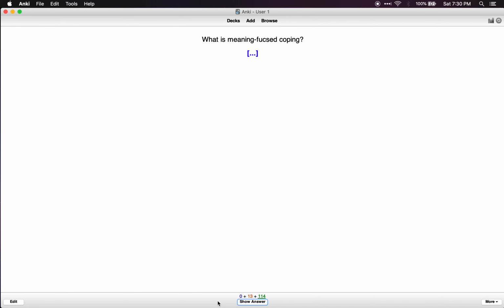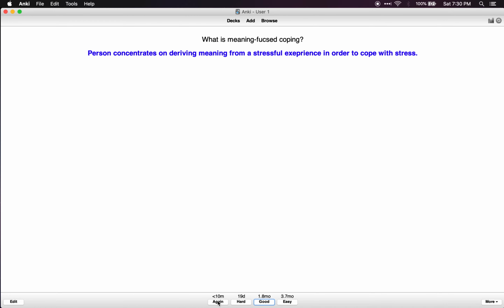That's how I remember. What is meaning-focused coping? Person concentrates on deriving meaning from a stressful experience in order to cope with stress.